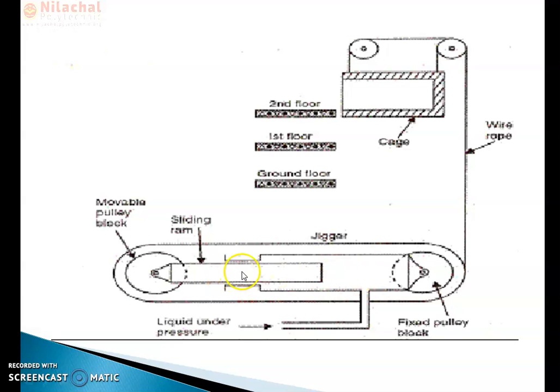So when the pressure is released, what will happen? This moving pulley moves towards the right. When it moves towards the right, this wire rope moves up. When it moves up, the cage moves downward. Downward means to the second floor and the ground floor. This type of suspended hydraulic lift is generally used in multi-story buildings. So this is about the suspended hydraulic lift.